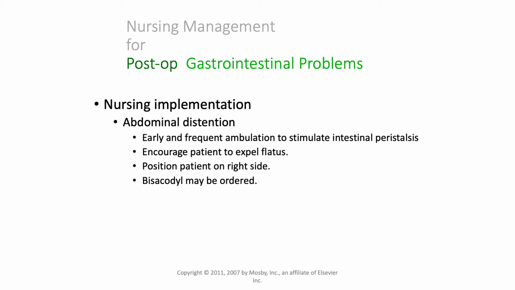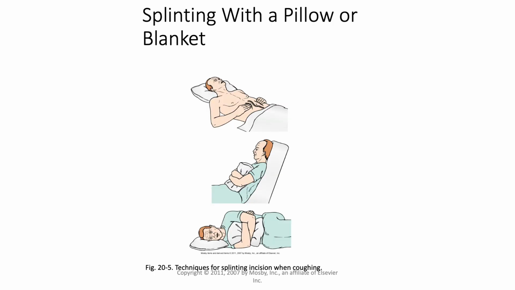Biscadil is a stool softener. We might give them stool softeners to help stimulate peristalsis and help them actually pass stool. But really, getting them moving, making sure they're hydrated, that's what's really going to help. Just to review, anybody with abdominal surgery is going to need to splint that in order to take deep breaths and cough. And of course, it's important to get them deep coughing.